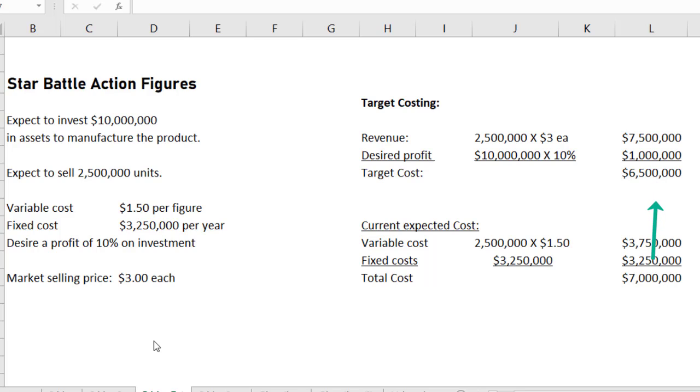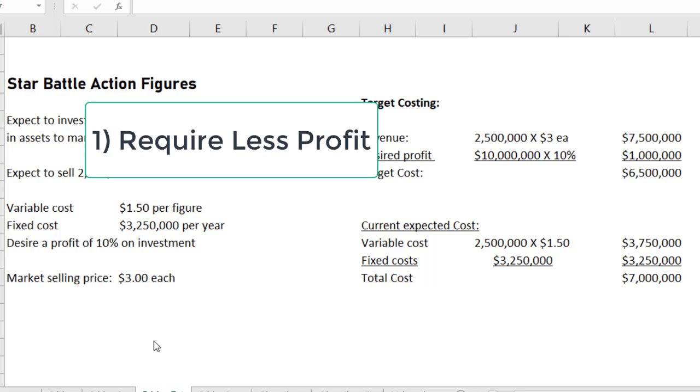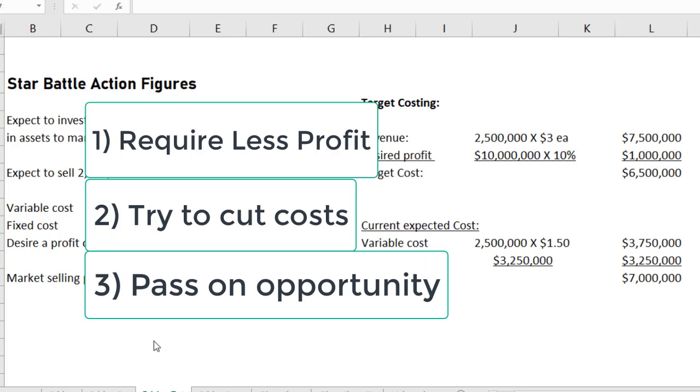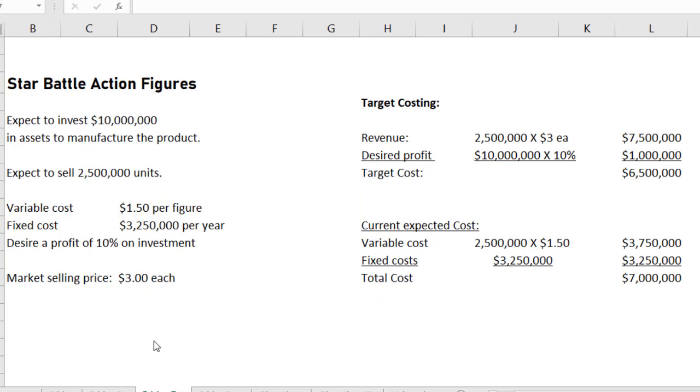So what we can do then is, one, we can reduce the amount of profit that we want. Will we be willing to accept less profit? Two, we can try to find some cost-cutting possibilities and cut those costs from $7 million down to this targeted $6,500,000. Or the third option would be just to reject this and pass on the option. Don't sell these action figures. Look for some other opportunity.